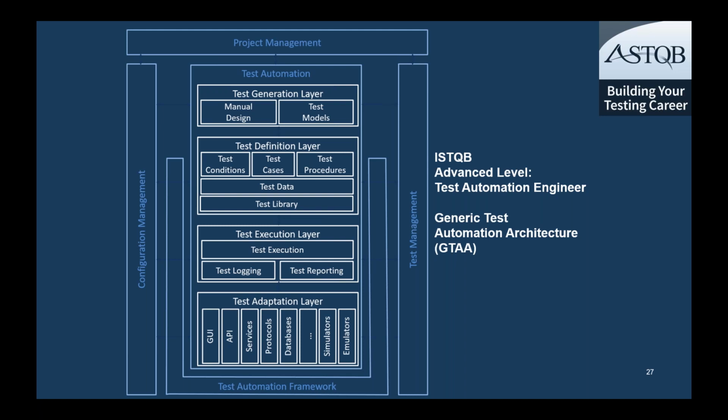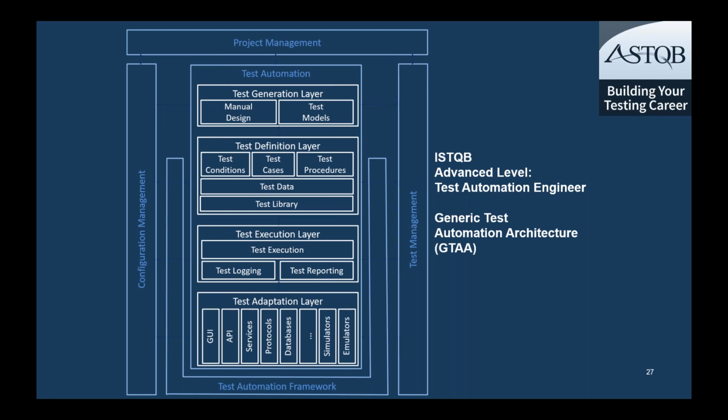Now, if we look at the center stack, we see that test automation starts with the test generation layer, your manual design and your test models. What is it that we're testing and how do we define that? We follow that with a test definition layer where we define the actual conditions, go down to the test cases and the procedures. And really critical for automation is the next band of test data that covers all three of those, and the test library where we have all that information available to us as we're using automated testing tools.